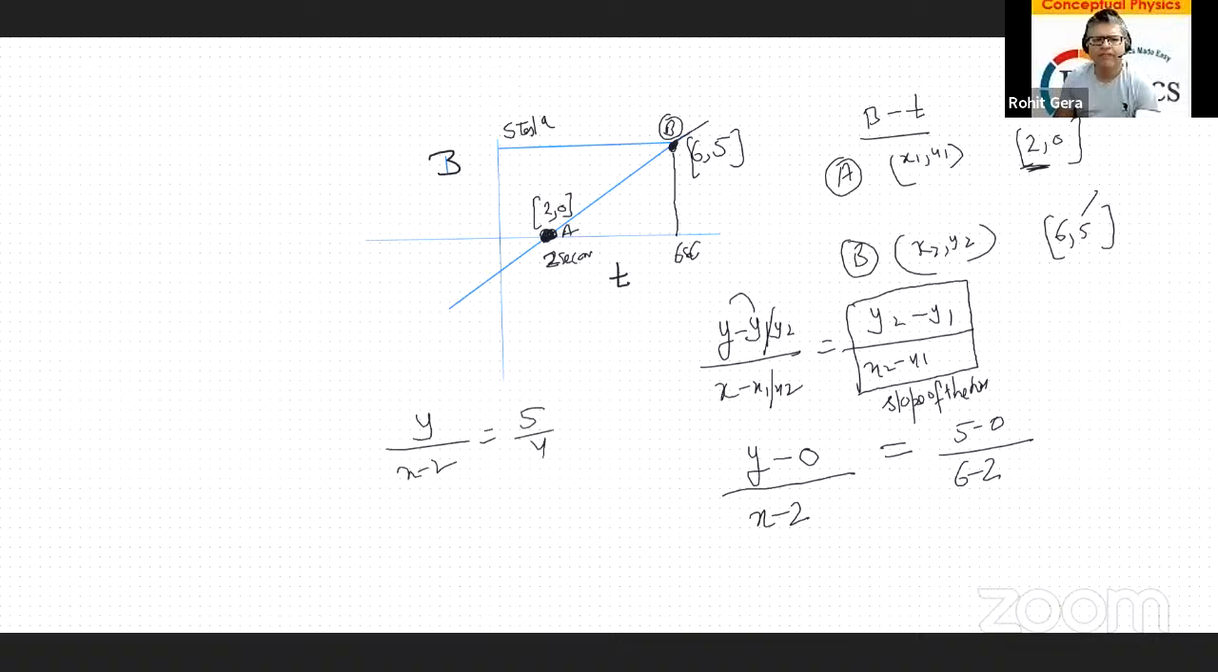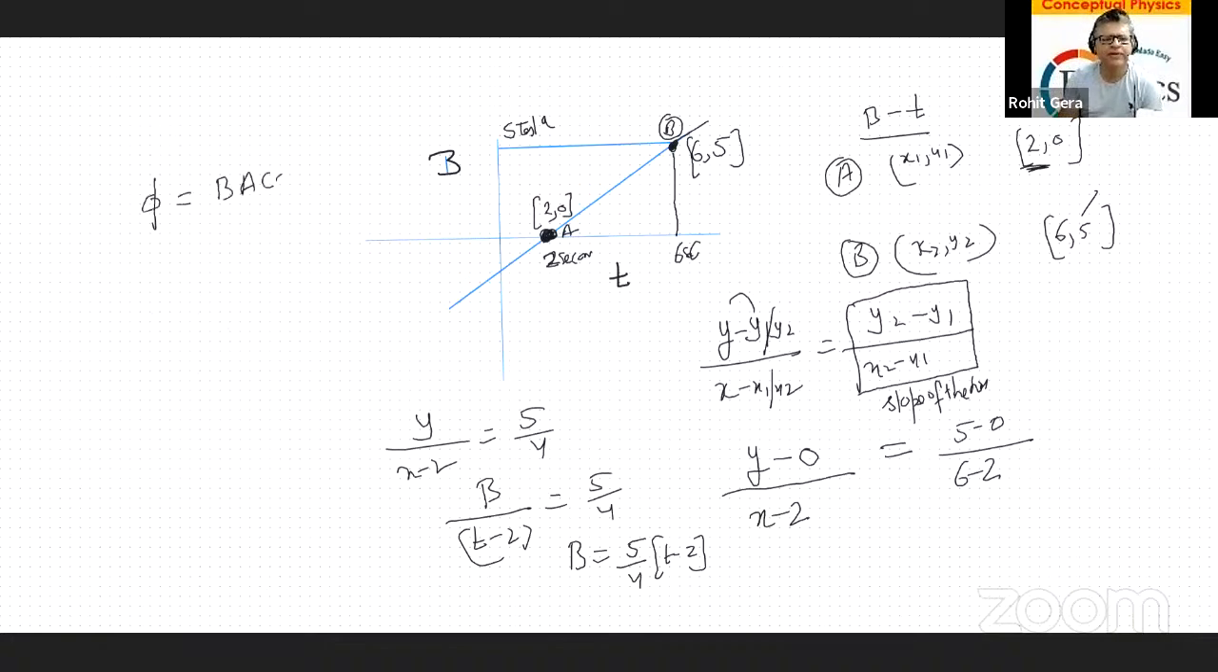So b upon t minus 2 is equal to 5/4, and so b is equal to 5/4 (t minus 2). So now I have been able to find the b versus t equation. I will use flux equal to B A cos θ; θ is given as zero in this numerical, but I will put in B as 5/4 (t minus 2). The area is fixed, πr².